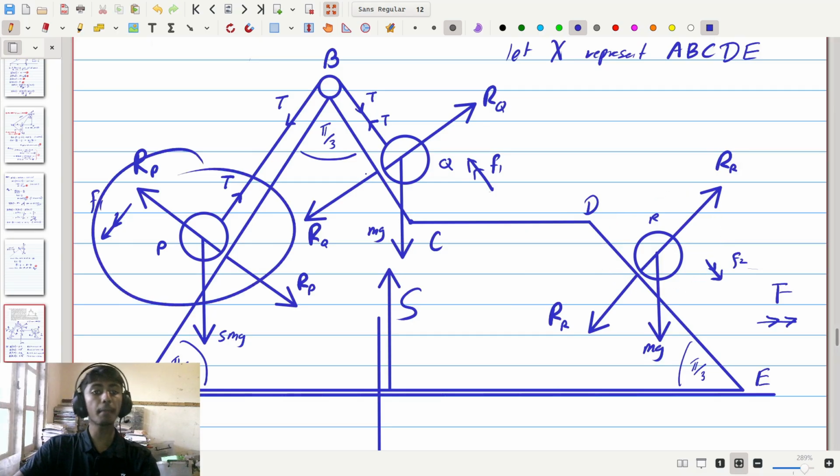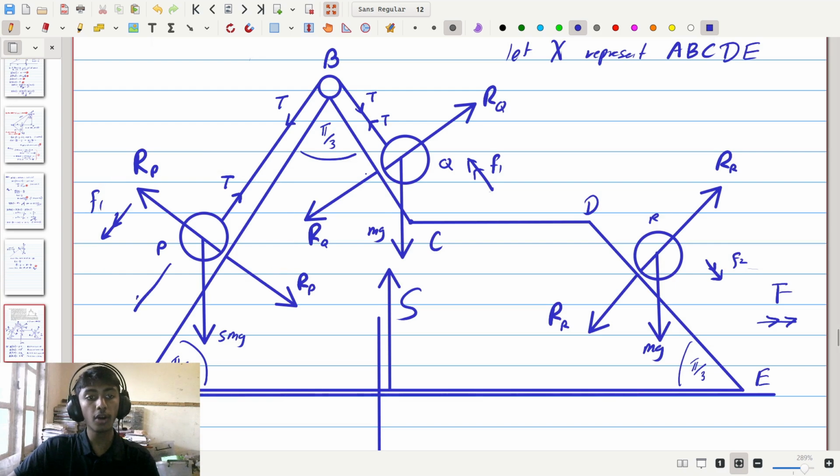So considering P, we could apply in the downward direction down the slope or the perpendicular direction like this. Now considering these two directions, this direction is going to give us a relationship between T, this component of mg, and the acceleration f1. And in this direction we're going to get Rp, which we do want. So therefore we're going to apply for both the downward direction and the perpendicular direction for the particle P, since both of them give equations that we can use in order to find things that we want to find.